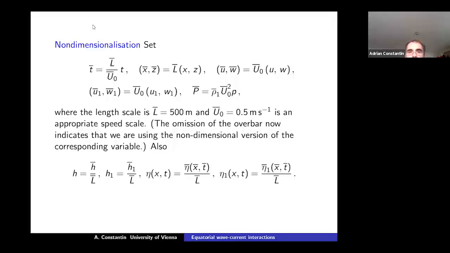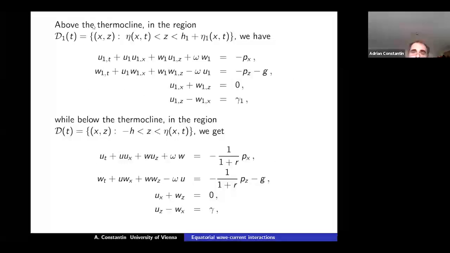Okay, and so if I don't write an overbar, this means these are non-dimensionalized quantities, they are numbers, and I can work with them. And similarly, there is this non-dimensionalization of the depths of the 2 layers and of the 2 waves. Eta 1 is the surface wave, and eta is the internal wave, so the oscillation of the thermocline. And if you write it down, then this is the system that you get.